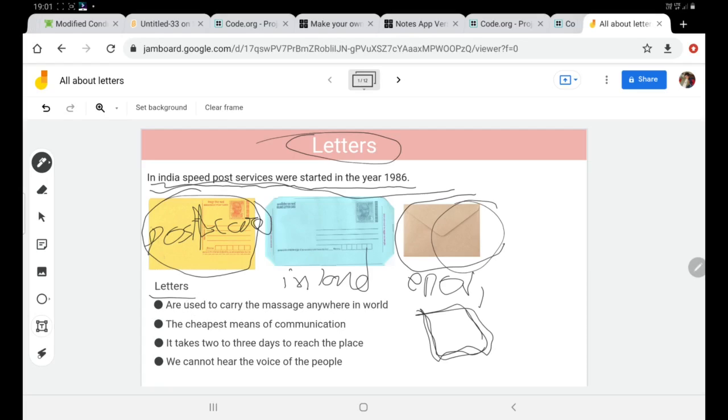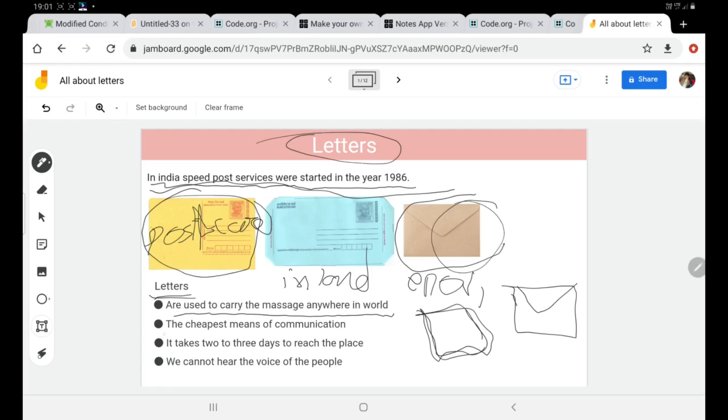So what are the uses of the letter and what are the features of letters? Letters are used to carry a message anywhere in the world. Like you can think, this is an envelope, and this can carry a message anywhere in the world. Like think you are in Hyderabad, then you need to post this in Delhi. So it can go anywhere in the world.